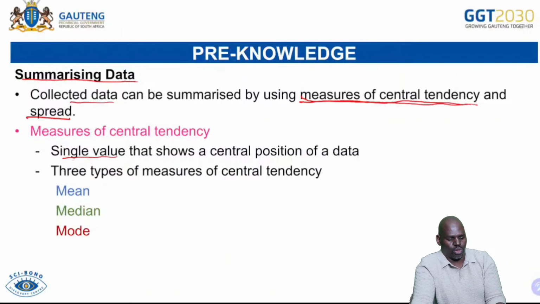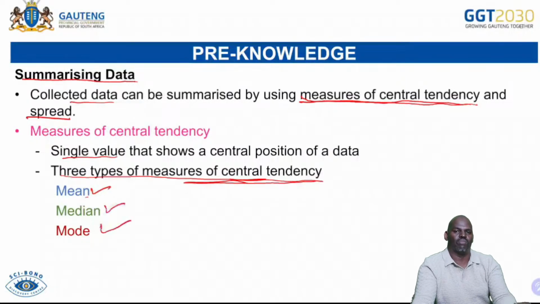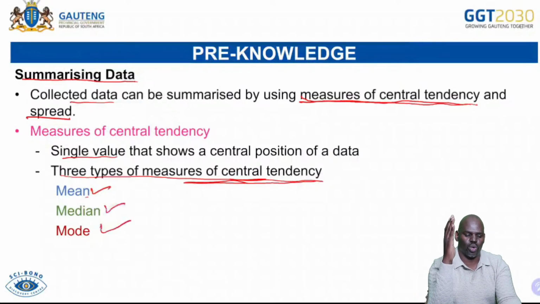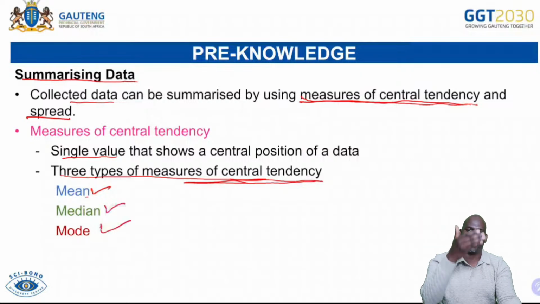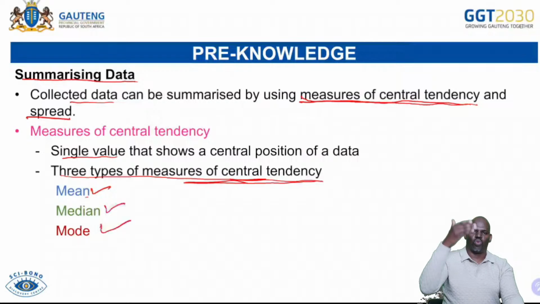Now, those single values are referred to as 3 types of measures of central tendency. In this case, we are talking about mean, median, and mode. So when we say mean, we know that it's a measure of central tendency. Median is a measure of central tendency. Mode is also a measure of central tendency. And it's very important to know which one is which, because some of you are actually confusing the 3.